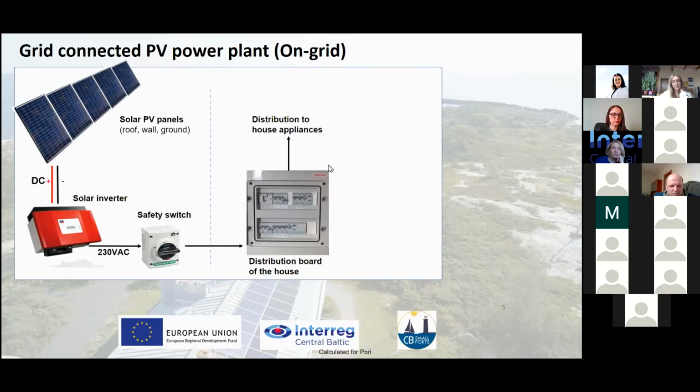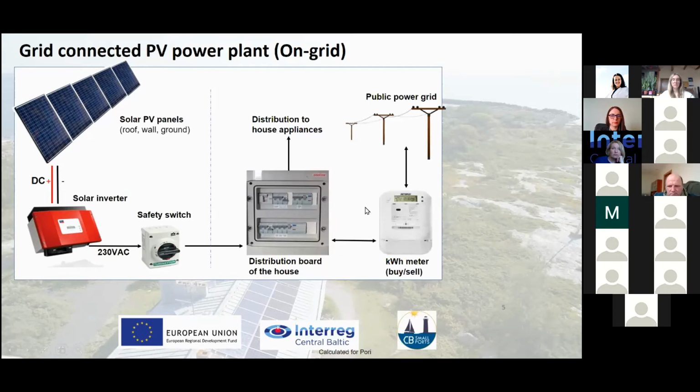And then on the right side is your existing house equipment. There's a distribution board of the house where you connect the system, and from there it's distributed to the different appliances in the house. If there's excess energy, it goes through the meter to the grid. And when you don't have enough from the sun, which is of course usual during nighttime, you buy the energy from here.